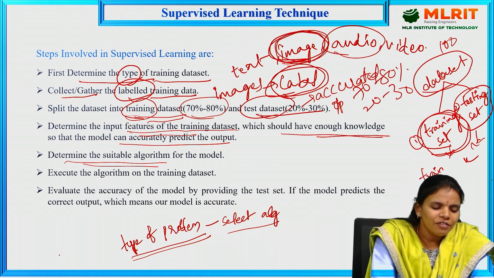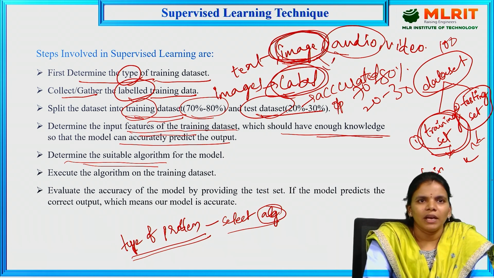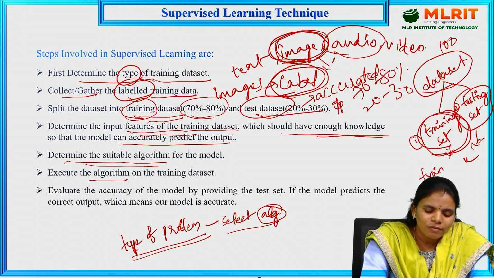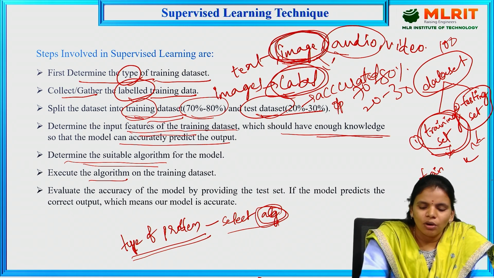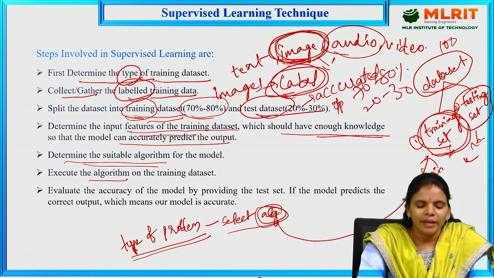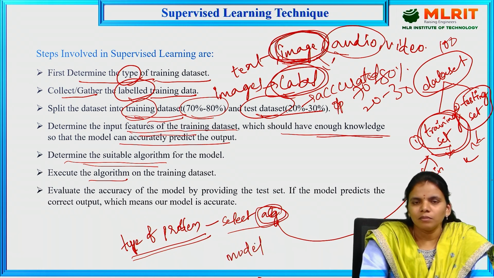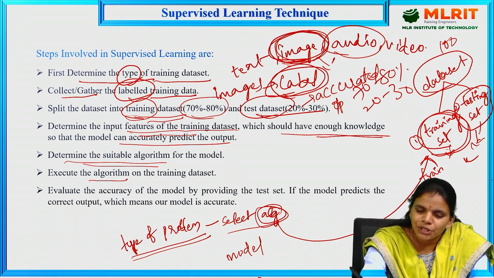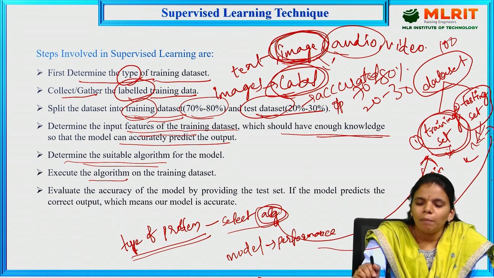And next, after selecting a suitable algorithm to solve this real world application, execute that algorithm on the training set. Okay, so now you have chosen the algorithm and you have a training data set. Now execute this algorithm on your training data set. It means that the machine learning model is trained by using this training data set. Then you need to test your model performance by applying a test set.